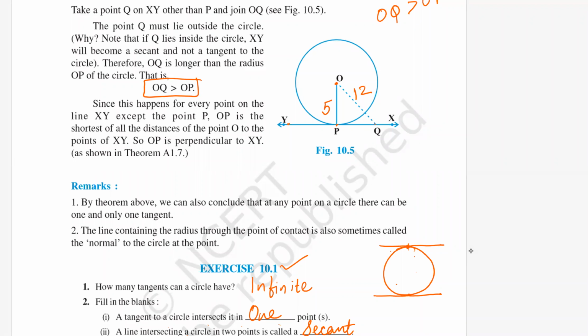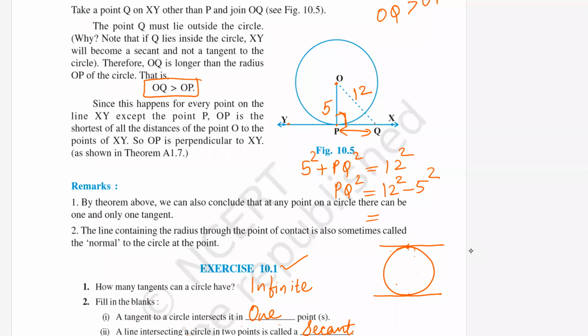OQ is 12. We have to find PQ. Okay, we know this is 90 degrees. So by applying Pythagoras theorem, 5 square plus PQ square equals 12 square. So PQ square will be equal to 12 square minus 5 square.